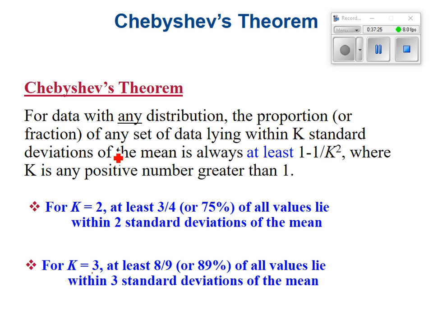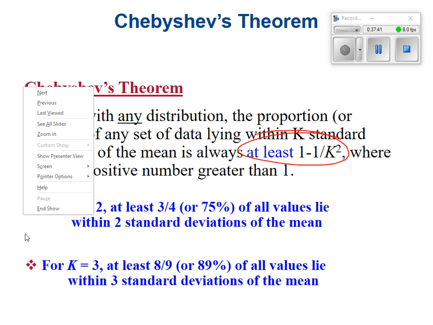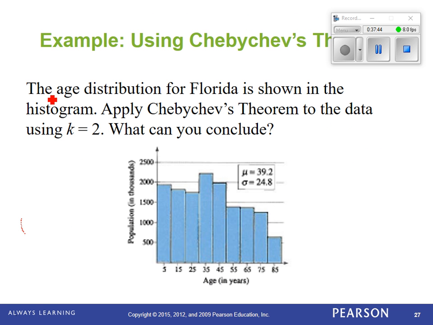Alright, so with Chebyshev's theorem, for data of any distribution, the proportion within k standard deviations of the mean is always at least 1 minus 1 over k squared. We just wrote all that down. This formula here is all that really matters with Chebyshev's theorem. So not knowing how to pronounce it is not going to affect you.